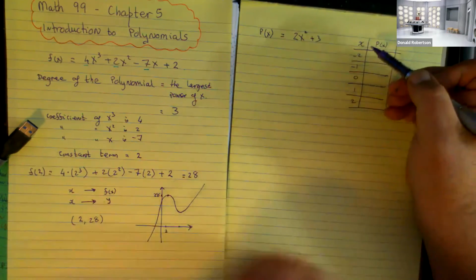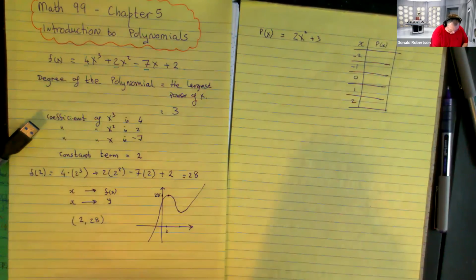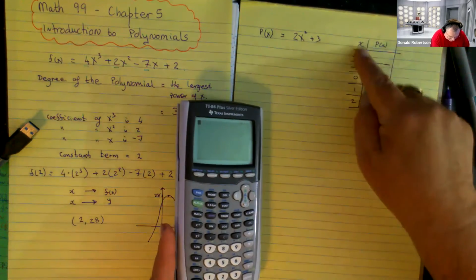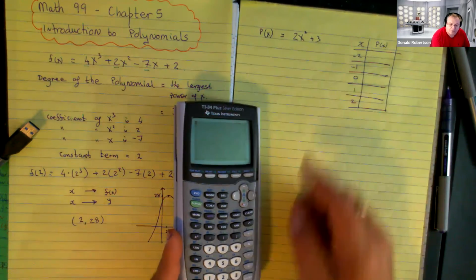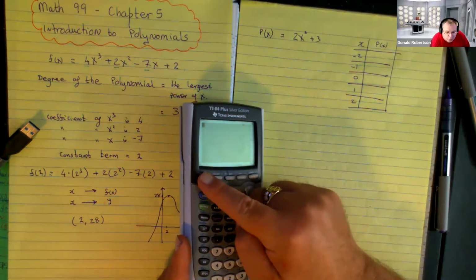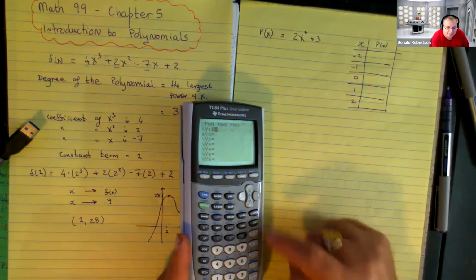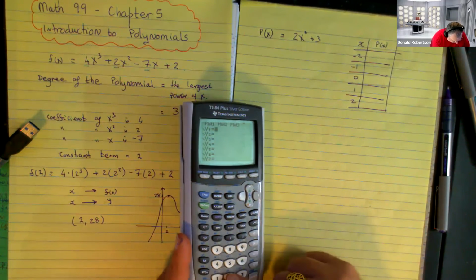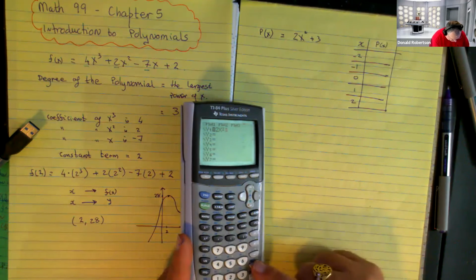Now, I would like to at least speed things up a little bit. So if I wanted to do a lot of calculations with the same function, you can go and you press y = on your calculator. And then you type in this case, 2x squared plus 3.